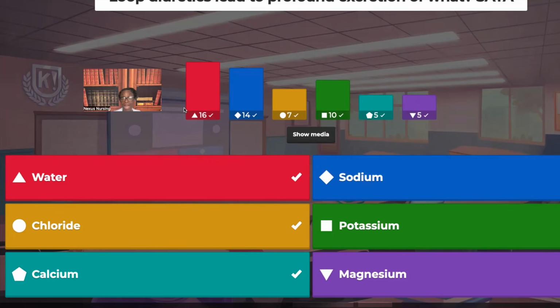Potassium, whether it's too high or too low, remember your therapeutic range is 3.5 to 5, right? It will cause cardiac dysrhythmias. It will kill your patient a lot faster than sodium being too high or too low. Okay? All right, let's move on.